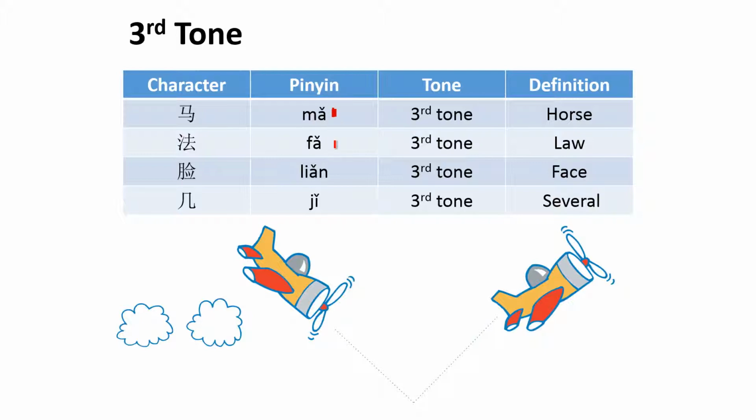Ma, fa, lian, ji. Get it? Okay, just read them a couple times until it slowly starts to sink in.